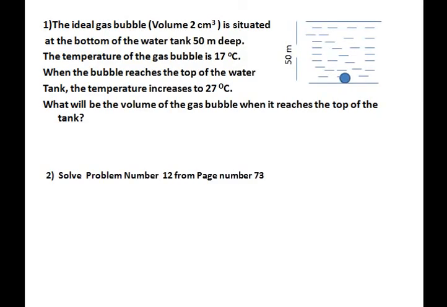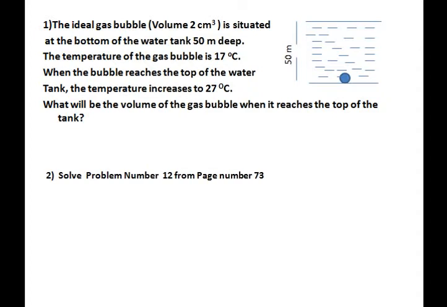Now let us start solving a numerical. There is an ideal gas bubble situated at the bottom of a tank, which is 50 meters deep. The temperature of that gas bubble is 17 degrees Celsius. The bubble starts reaching the top of the water tank. The temperature increases to 27 degrees Celsius. What will be the new volume of the gas bubble?